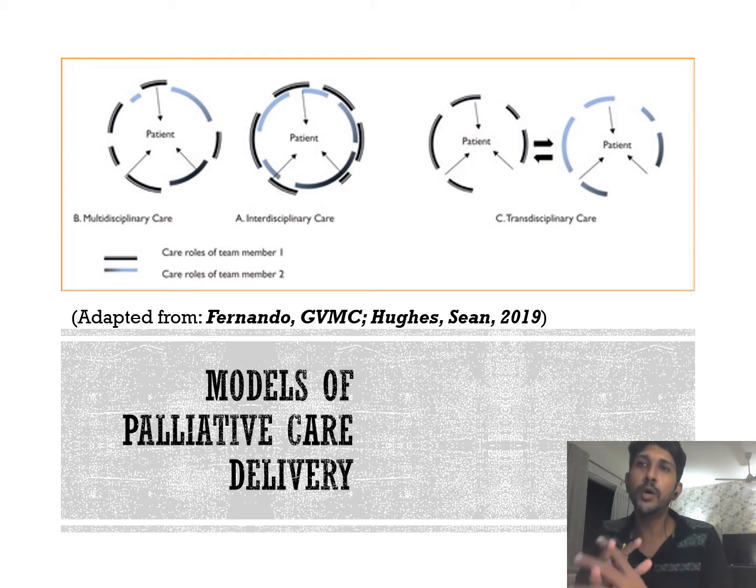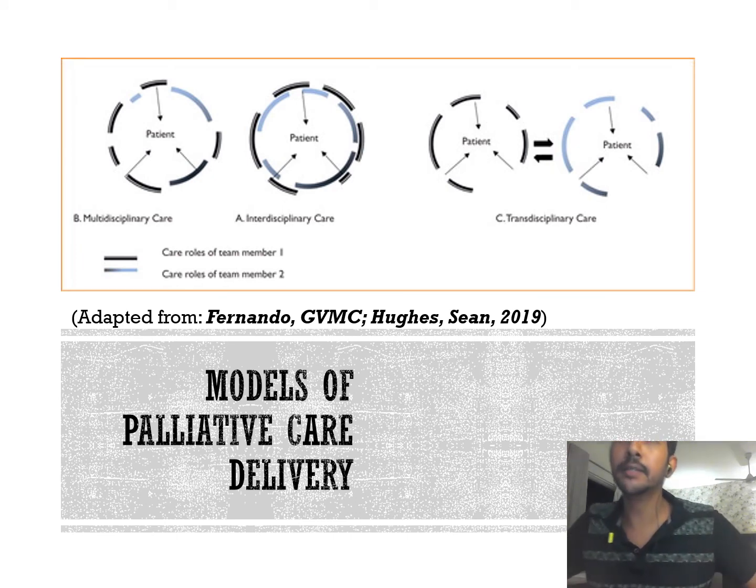And what are the models of palliative care delivery? We discussed earlier that only team approaches are helpful in the delivery of palliative care. But how should these teams be organized? This was an exploration that I did with another UK academic, and we came up with these models to show what the teamwork around palliative care would be like.